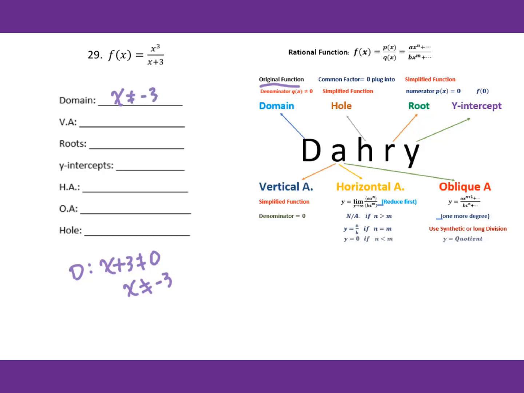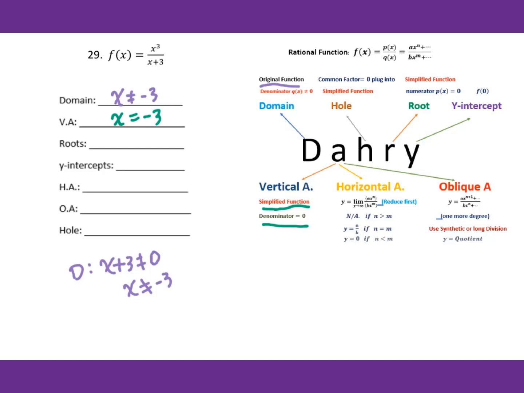For vertical asymptote line, simplify the function, denominator equal to 0. For this rational function, there is no common factor. Therefore, the original function is basically the same as the simplified function. Therefore, we can just set up x equal to -3.